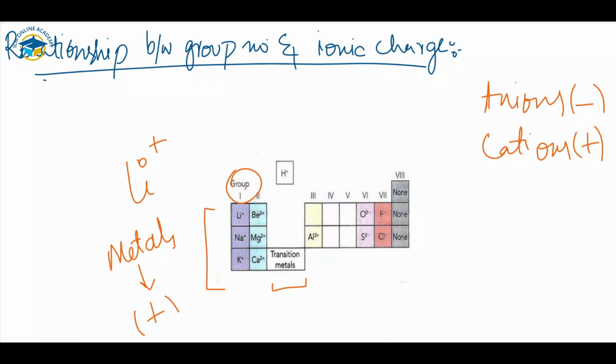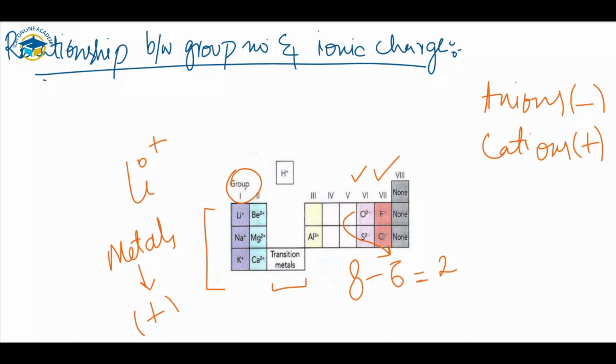Next, for the non-metals, of group number 7 and group number 6, the negative charge on the ion is 8 minus the group number. If we want to calculate the charge on oxygen, which is in group number 6, 8 minus 6 equals 2. So a minus 2 charge is present on oxygen and all the elements in group number 6. Just like that, group number 7 elements have a minus 1 charge. These atoms have gained electrons to form the negative ion.